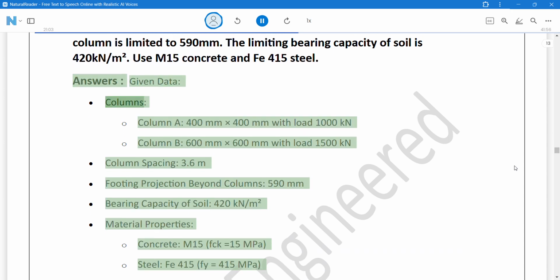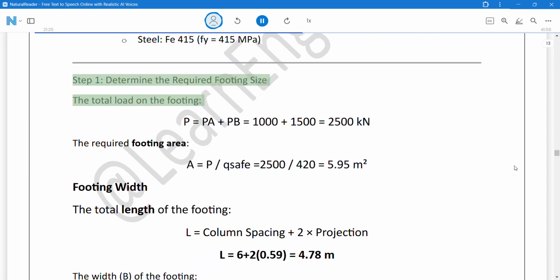Answer: given data. Columns: column A, 400 mm times 400 mm with load 1000 kN; column B, 600 mm times 600 mm with load 1500 kN. Column spacing, 3.6 m. Footing projection beyond columns, 590 mm. Bearing capacity of soil, 420 kN per square meter. Material properties: concrete M15, steel Fe 415.